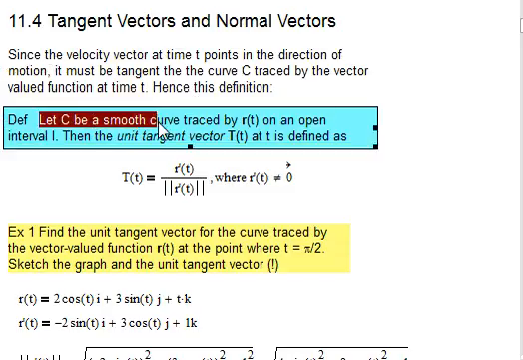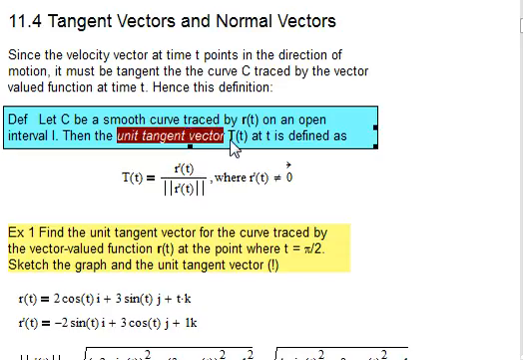If C is a smooth curve, and that's important, if it's not smooth we wouldn't know if this was true, but let it be a smooth curve traced by a vector valued function r of t on an open interval I, that's a t interval, then what's called the unit tangent vector T of t at time t is defined as, think about it, unit means its length is 1, tangent means it points in the direction of motion at the time, and so therefore the vector r prime would do that, and the fact that it's a unit vector means it's going to have length 1.